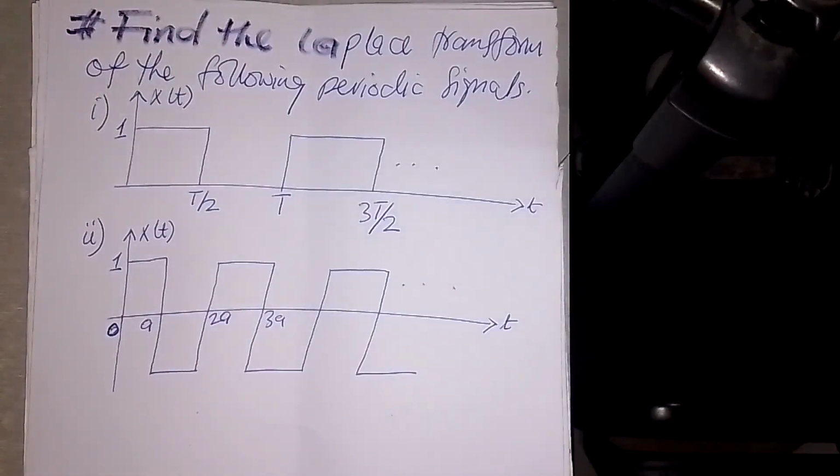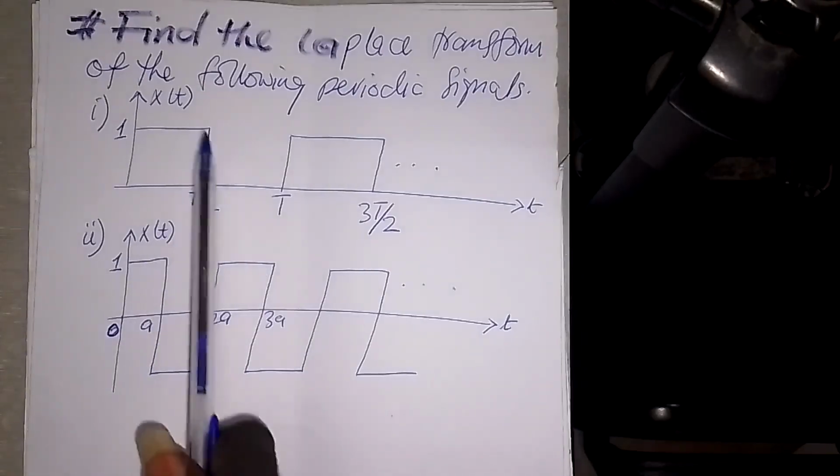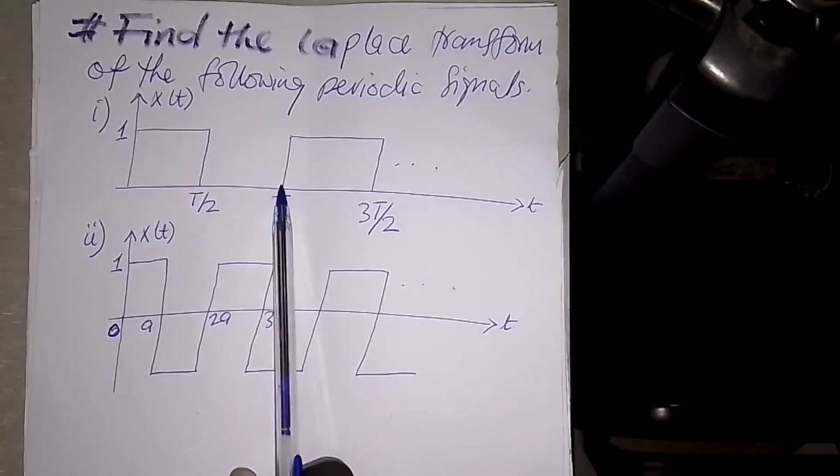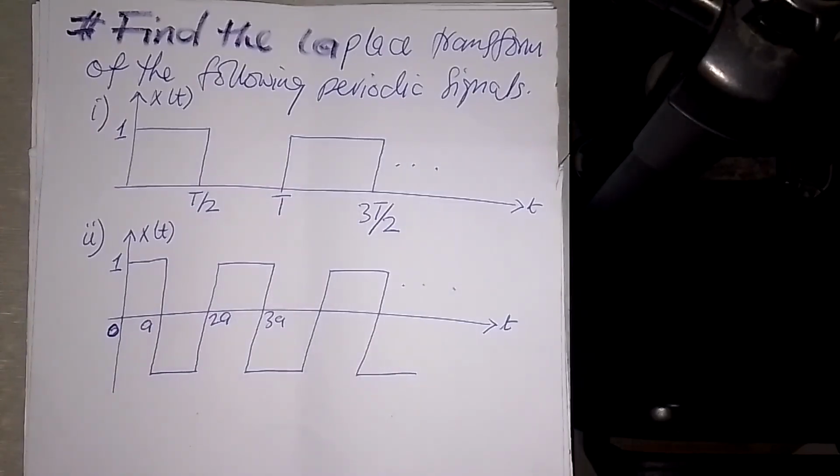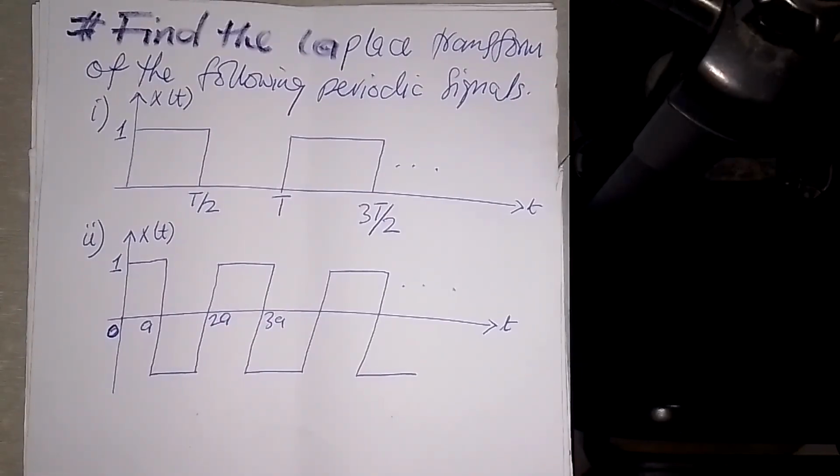So here we have a couple of periodic signals. Periodic signals are signals that repeat themselves. From here to here is repeating itself. So a couple of periodic signals which you're supposed to determine their Laplace transforms. We're going to determine the Laplace transforms of these periodic signals. Please follow me. Let's work them together.